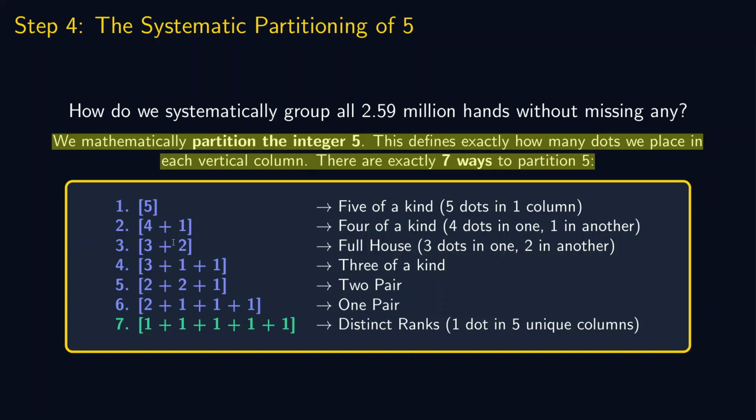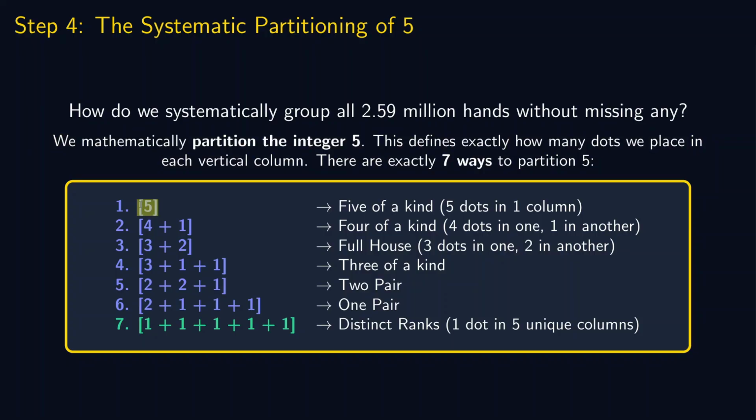The first is just the number 5 by itself, written as a group containing only the number 5. This means 5 cards all sharing the same rank, which would be a 5-of-a-kind hand. But we will see in a moment why this is impossible in a standard deck. The second is 4 plus 1. 4 cards sharing one rank, and 1 card of a different rank. This is 4 of a kind. The third is 3 plus 2. 3 cards of one rank, 2 cards of another rank. This is a full house.